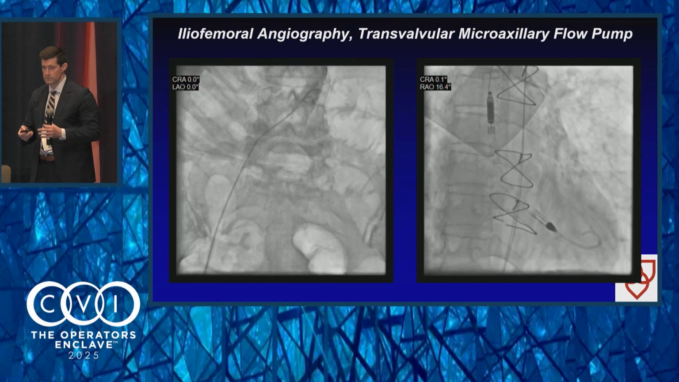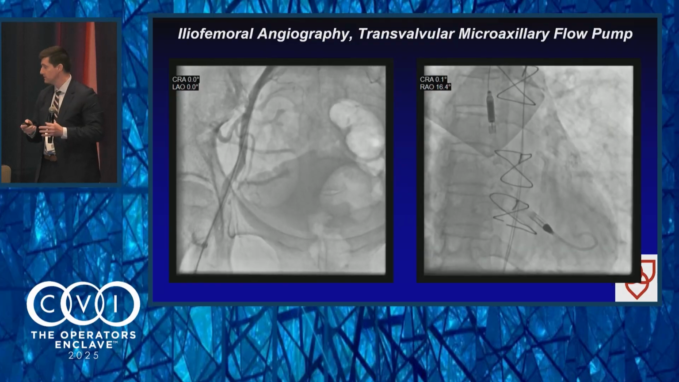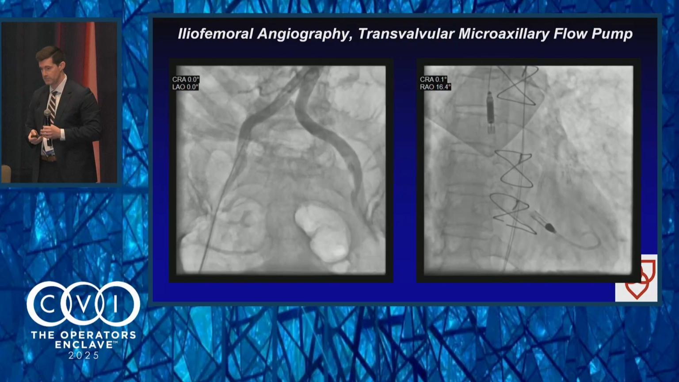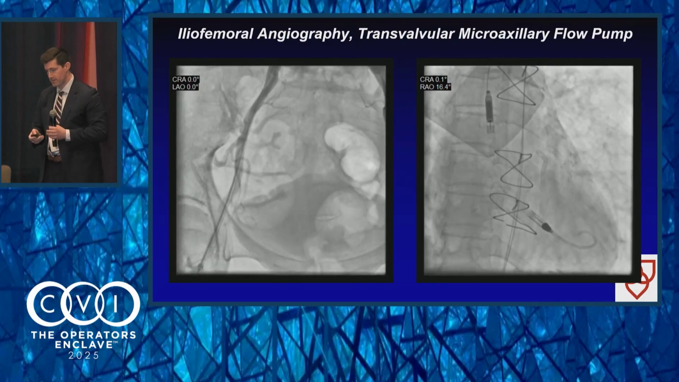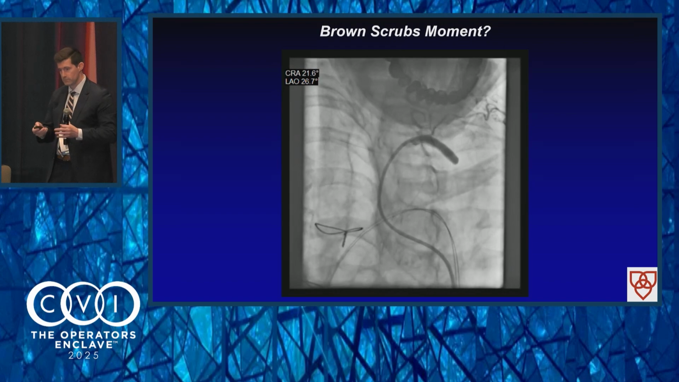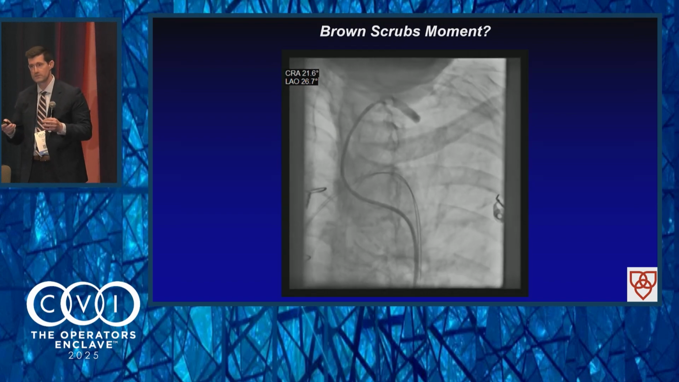So then what do we do here? Typically, before I deploy any type of large bore, I take a look at the iliofemorals, and so clean enough iliofemorals for us to deploy a 14 French sheath here for our microaxial flow pump. And then this was what I call the brown scrubs moment. Is the case over before we even get started?